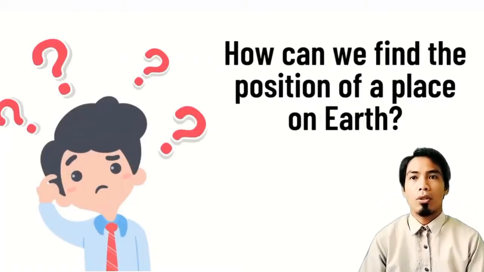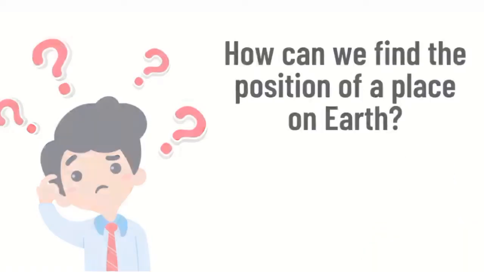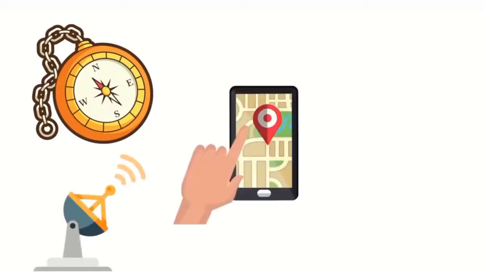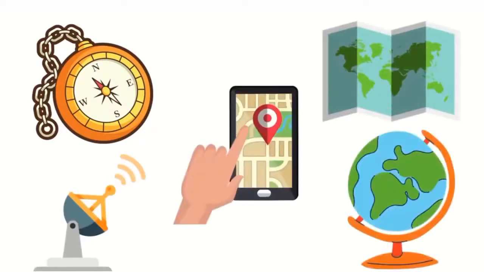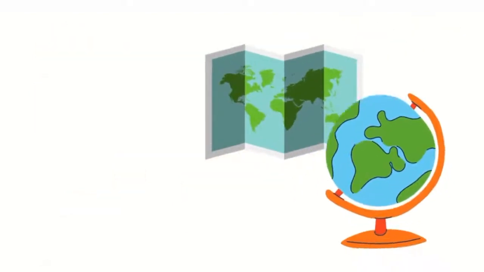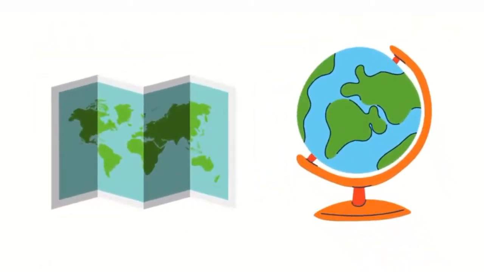Different tools can be used in finding the location of a place on Earth. Some of these tools are compass, radar, GPS, maps, and globes. But in this video, we will focus on maps and globes in locating the position of a place on Earth.